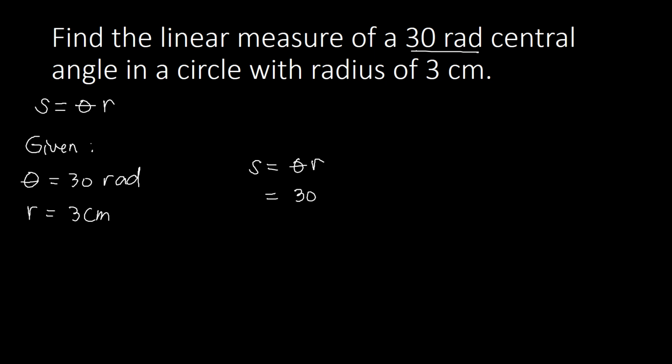Because there are only two units of angular measure, which are a degree or a radian. So if you cannot see a degree unit in there, it is understood that it is a radian. So we have there 30 times our radius, which is 3 cm. So 30 times 3 will be equivalent to 90 cm, and that will be our arc length. So our arc length here is 90 cm.